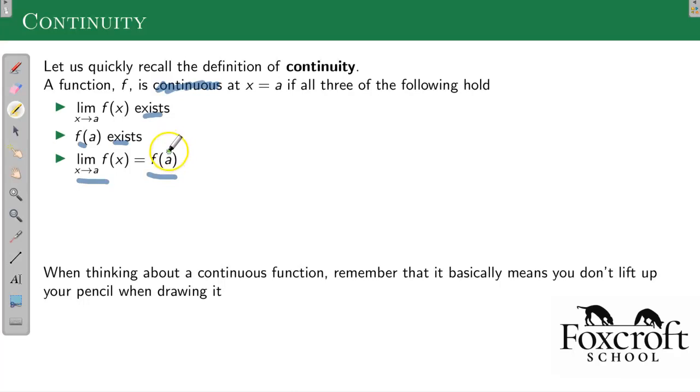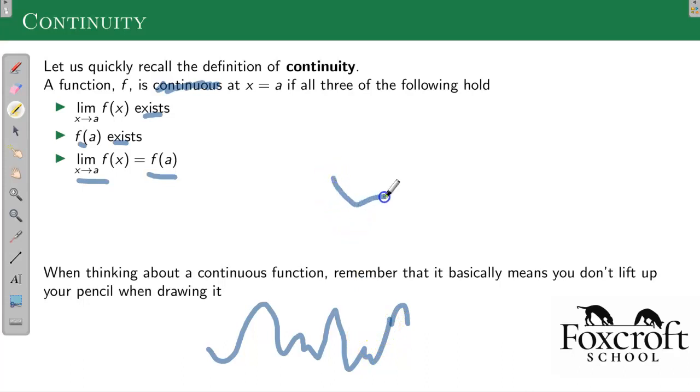But for this video, just remember continuity when you think about the graph: as long as I don't have to pick up my pencil or marker or stylus or whatever I'm doing, it's continuous. It stops being continuous as soon as I start doing things like drawing open circles or drawing asymptotes. That's where I'm not continuous anymore.